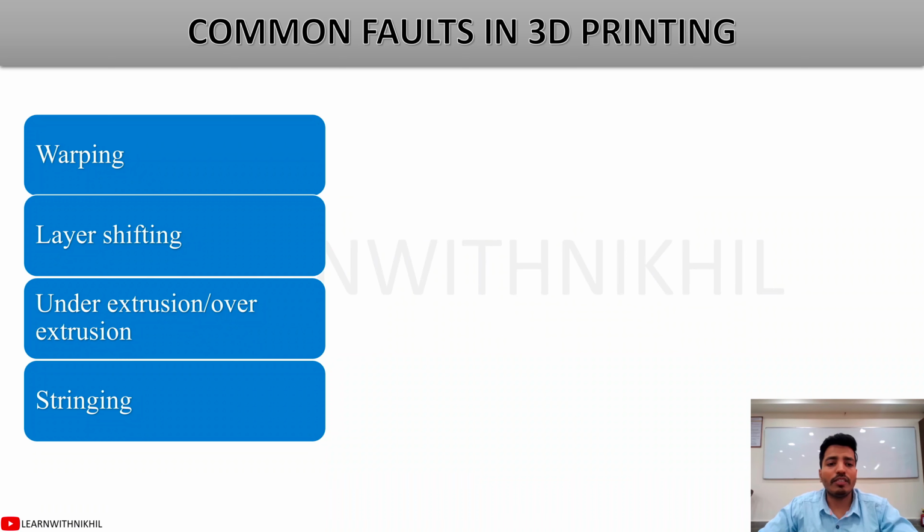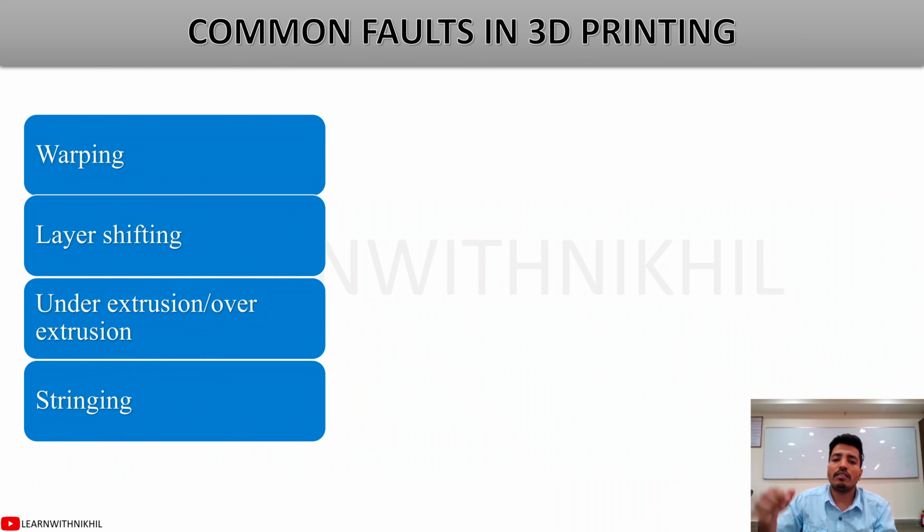The last one is the stringing effect. The stringing effect is also a very common thing. Stringing is when the nozzle goes from one point to another, and a small thread of strings is left, because the material is continuously coming out of the nozzle. So there will be a thin thread coming out. To avoid that, we have to go for retraction. But you have to do the proper retraction. How much retraction should there be?